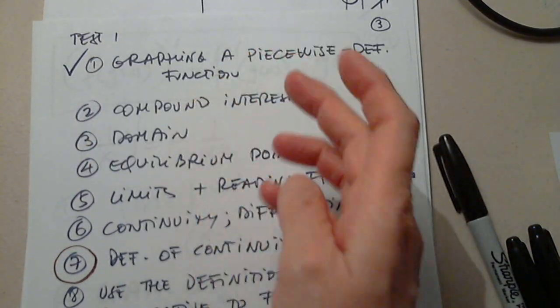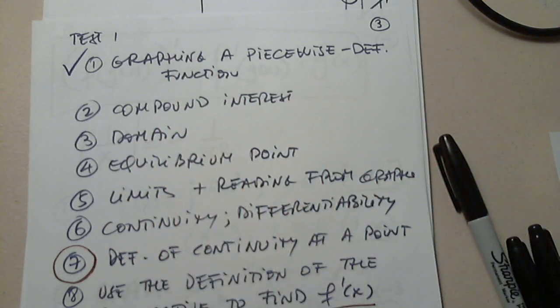Yes, I think the compound interest and domain and the equilibrium point, but it's up to you. You choose the next topic, please. We do number 9. Yes. So let's continue with number 9.